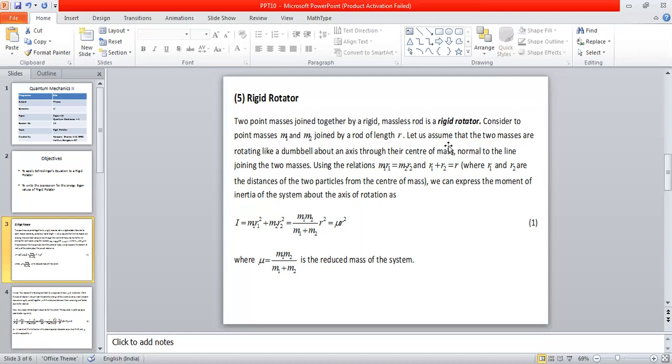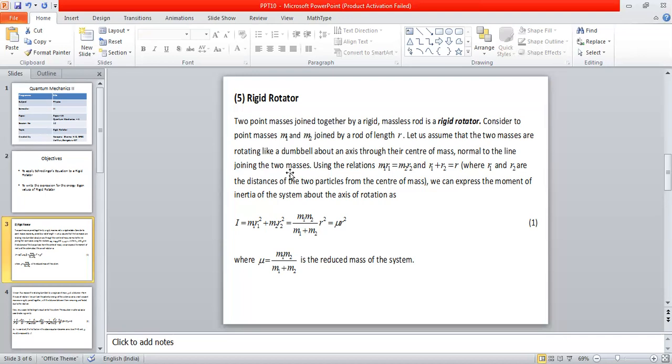Now let us assume that the two masses are rotating like a dumbbell about an axis passing through the center of mass, normal to the line joining the two masses. So our rigid rotator is undergoing rotational motion about an axis passing through their common center of mass. And of course, the direction of the axis of rotation is perpendicular to the line joining the 2 point masses.